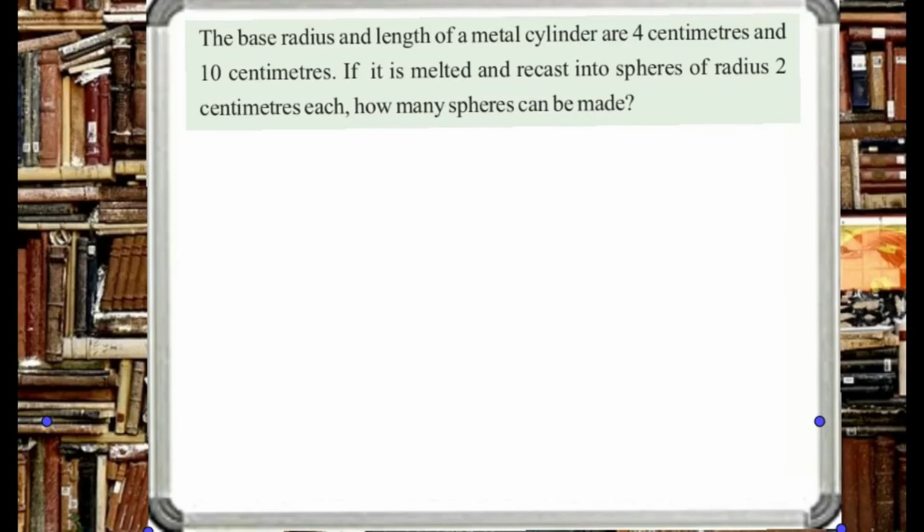Students, then we go to the next question. The base radius and length of a metal cylinder are 4 centimeters and 10 centimeters. If it is melted and recast into spheres of radius 2 centimeters each, how many spheres can be made? A metal cylinder is melted and recast into spheres.